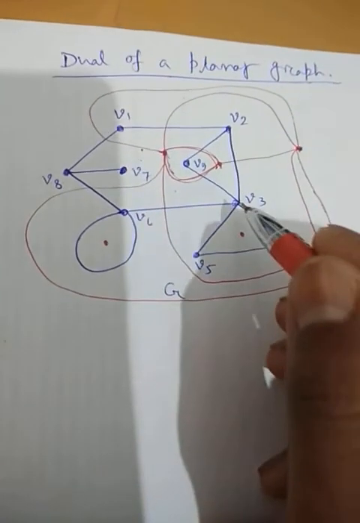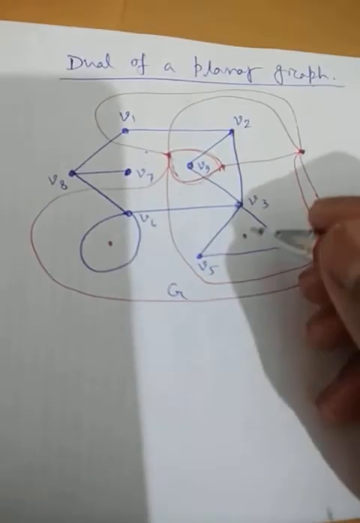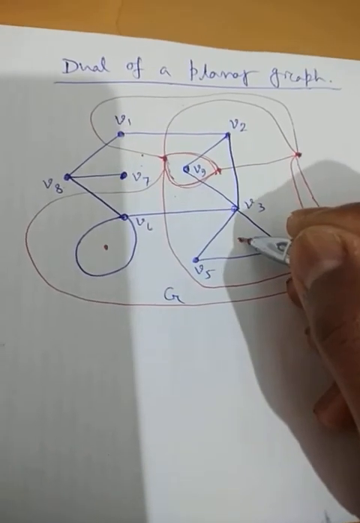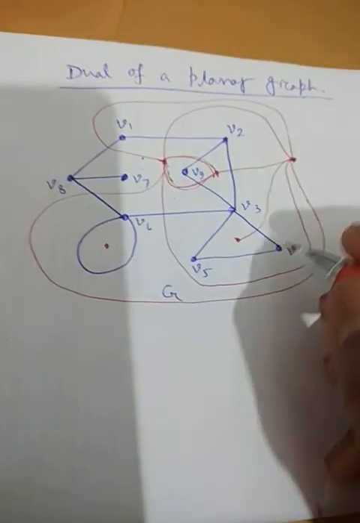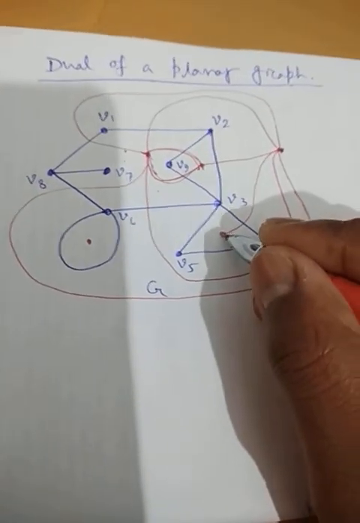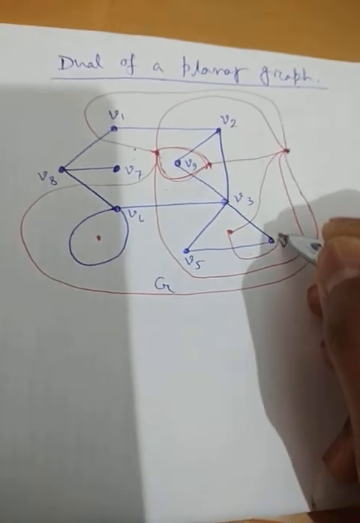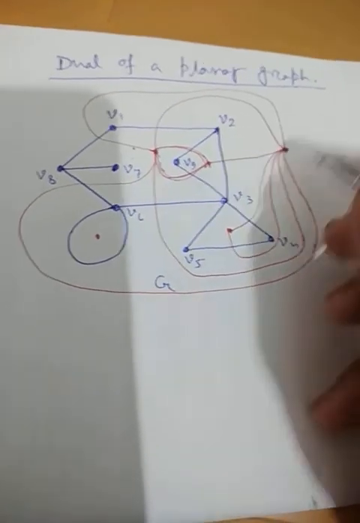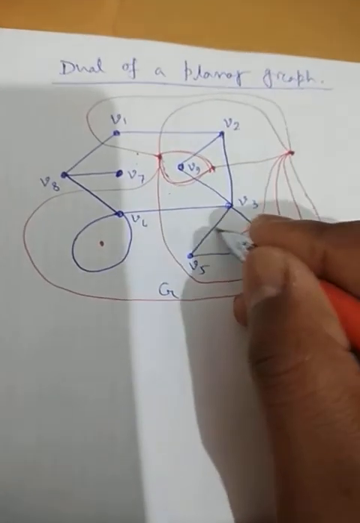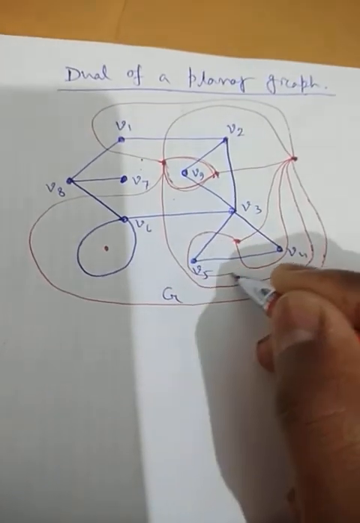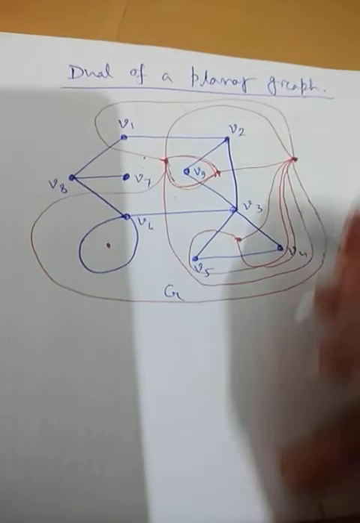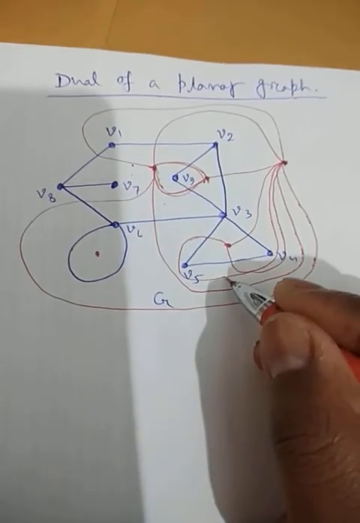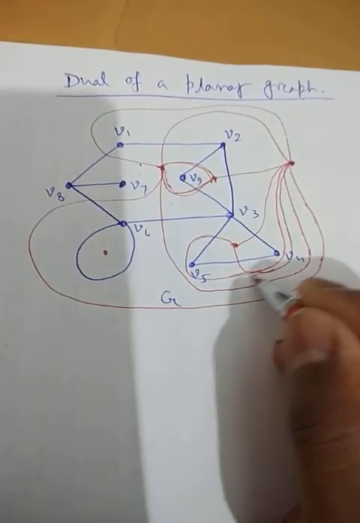Now we are taking this edge. This edge is common in these two faces, this face and the outer face. For this edge, this will be like this, and for this edge, this will be like this. There will be no intersection.